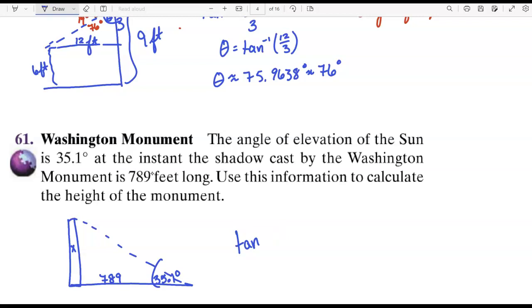So tangent of 35.1 is equal to opposite over adjacent. So 789 times tangent of 35.1 is going to be equal to our value we're looking for. And I got about 554.5 feet.